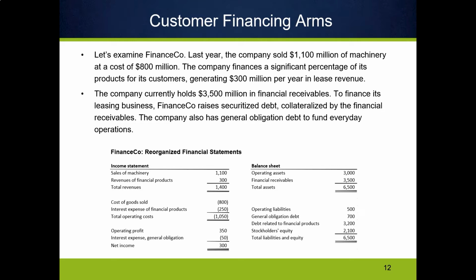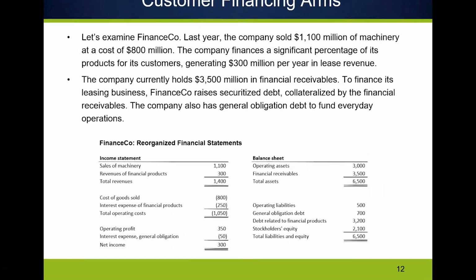The company has $3.5 billion in financial receivables to finance their leasing business. So this is the money that their customers owe them, the ones that have financed through them. And to finance that, to provide the money for that, they raise securitized debt that's collateralized by the financial receivables. So they also have some general obligation debt, and that's what they use to fund their everyday operations.